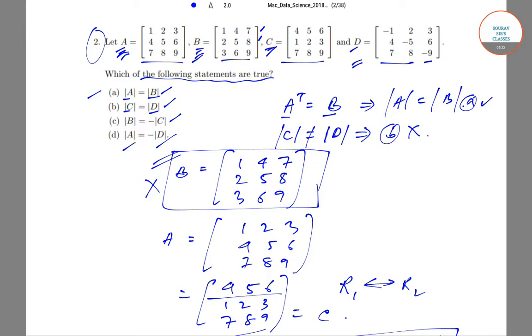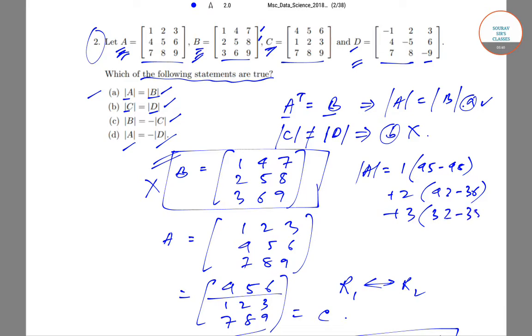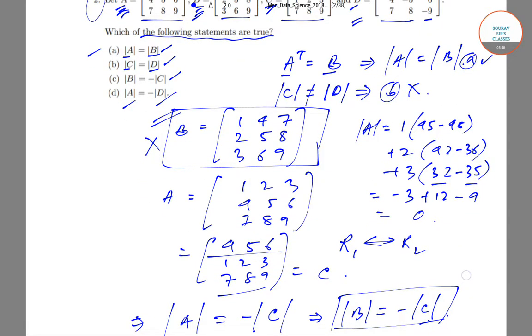Let us find out the value of the determinant of A. So determinant of A is basically 1 into 45 minus 48, plus 2 into 42 minus 36, plus 3 into 32 minus 35. So 45 minus 48 will be minus 3. 42 minus 36 will be 6, 6 into 2 will be 12. 32 minus 35 is minus 3, minus 3 into 3 will again be minus 9. So as you can see, determinant of the matrix A is equal to 0.